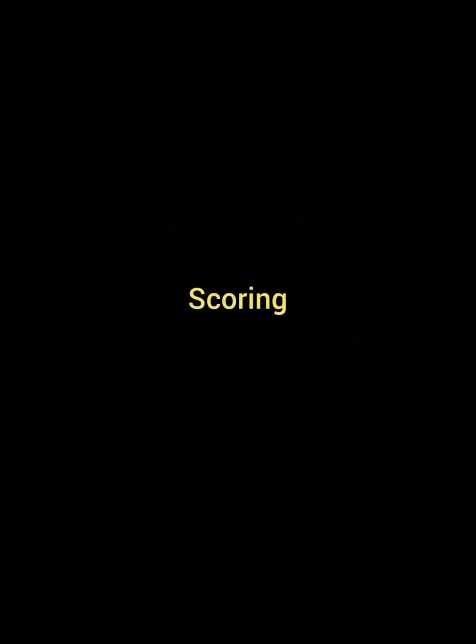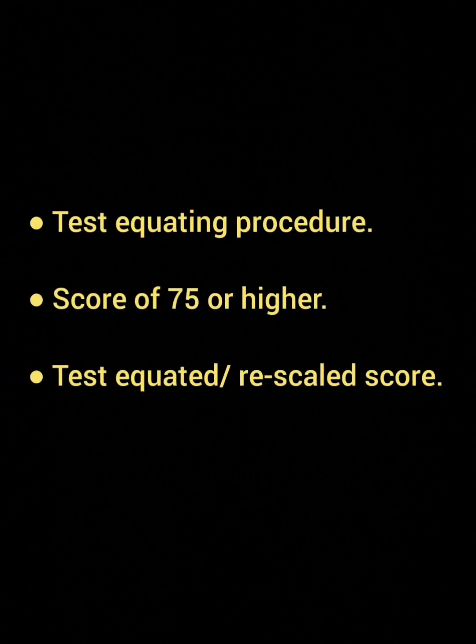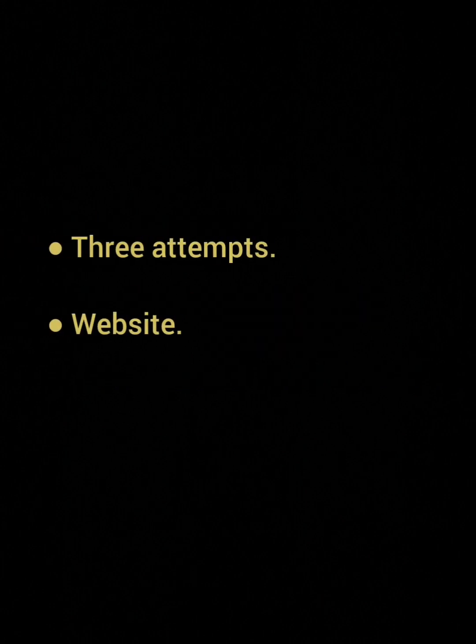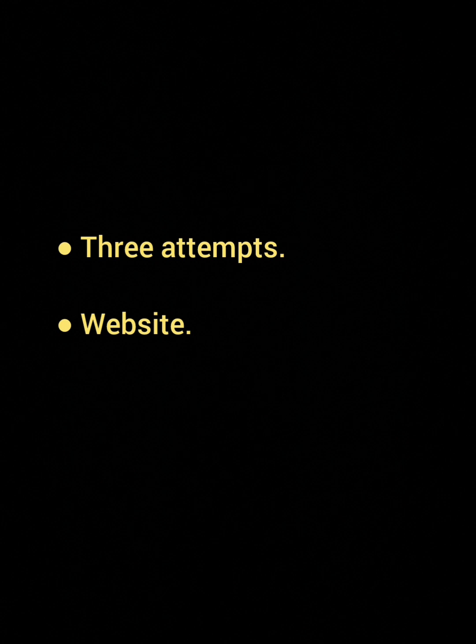Scoring for ACJ, as per my knowledge, is based on a test equating procedure. A score of 75 or higher is reported as pass, while a score below 75 is reported as fail. The results will include a test equated rescaled score without further breakdown of results. As far as I know, one is allowed a maximum of 3 attempts for this exam.